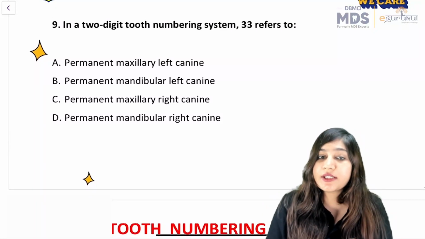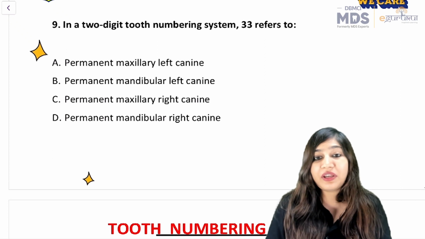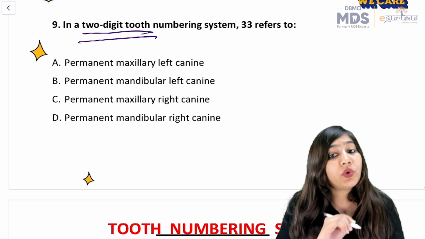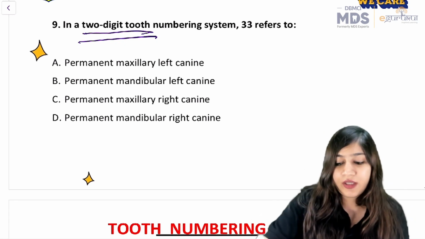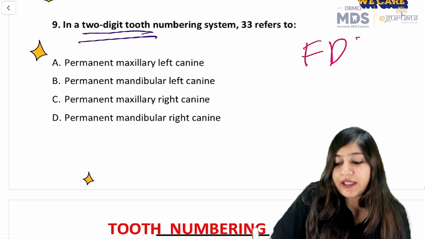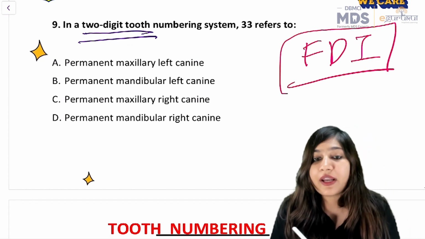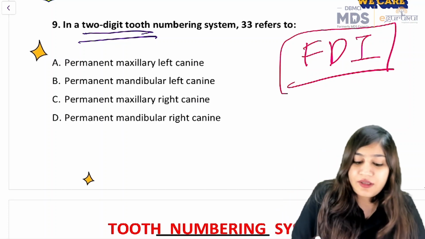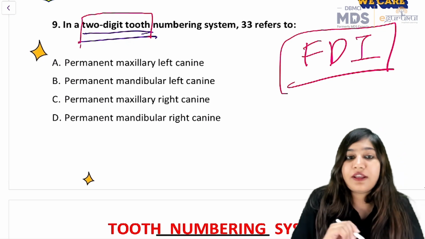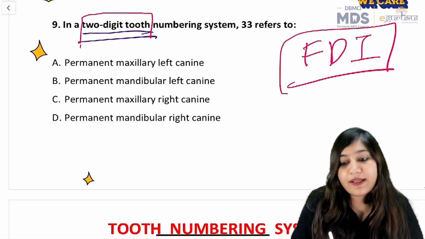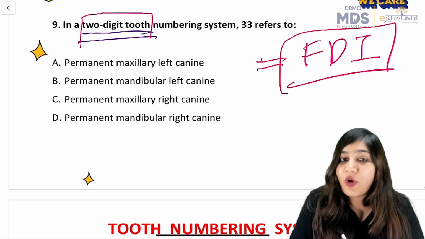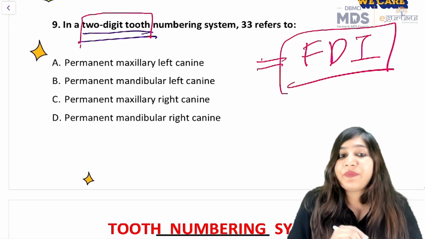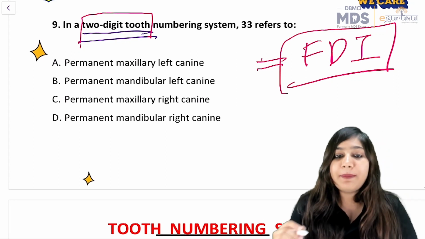In two-digit tooth numbering system, 3 refers to. So first of all, what is two-digit tooth numbering system? It is FDI system, Federation Dentaire Internationale. So don't get confused if it is asked two-digit tooth numbering system. It is FDI. So what will be the right answer? Is it permanent maxillary left canine, permanent mandibular left canine, permanent maxillary right canine, or permanent mandibular right canine?